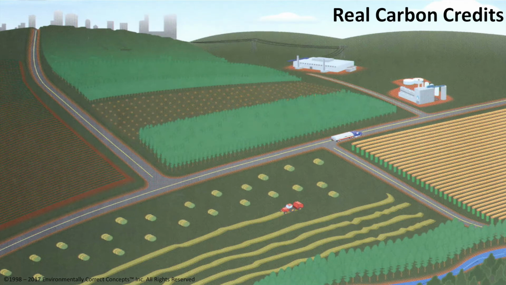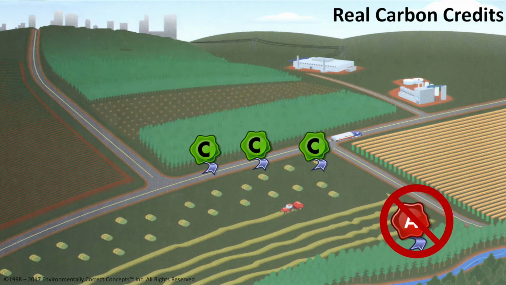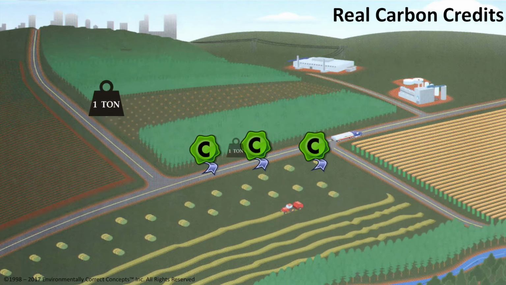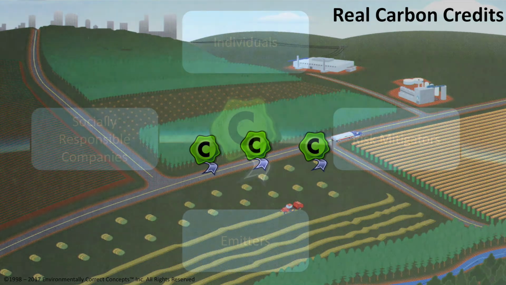Growing plants creates real carbon credits that can be measured, seen, and touched, as well as bought, sold, banked, and traded. Unlike allowances that just charge a fee for continuing to emit carbon into the atmosphere, real carbon credits meaningfully reduce carbon in the air and address the carbon problem. Each carbon credit represents 1 ton or 2,000 pounds of CO2 removed from the atmosphere.